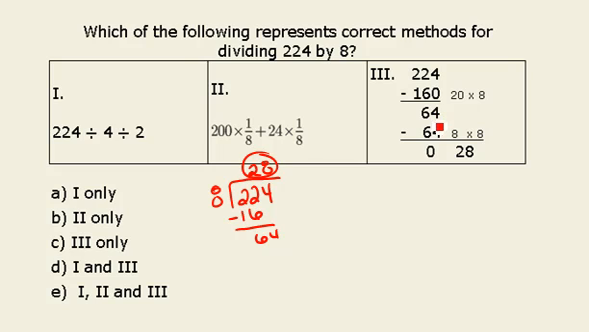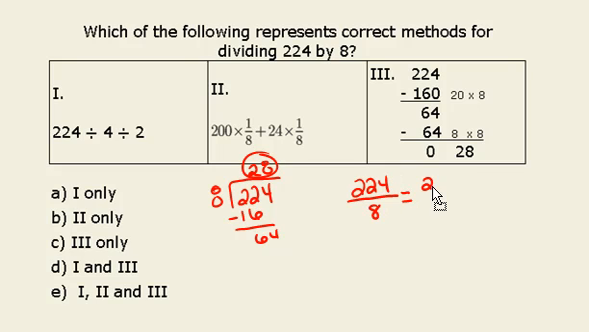Therefore, we could check each one of these strategies to make sure that we get an answer of 28. We can also verify it using properties of numbers. For example, if we took 224 divided by 4 and again divided by 2, we would see that we would result in 28.